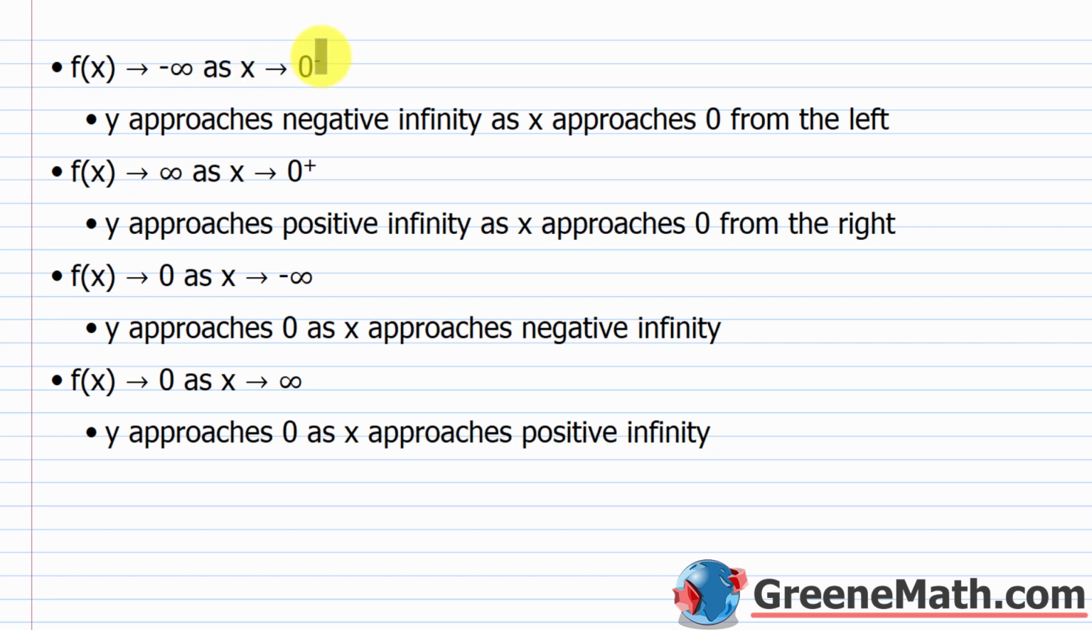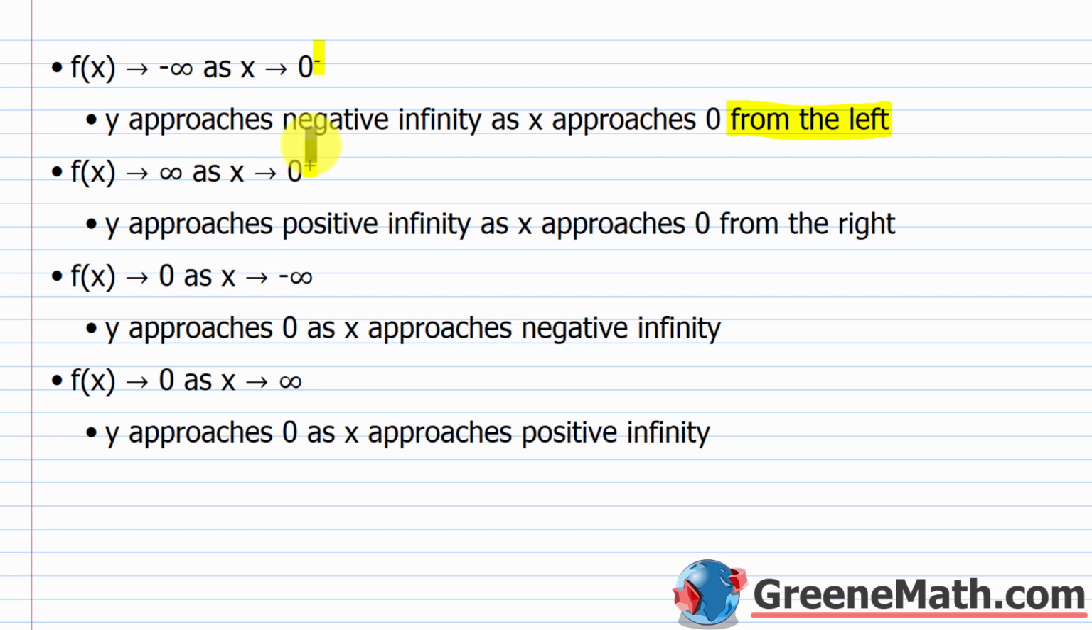And then this little negative sign, that means from the left. So if you read this, it's y approaches negative infinity as x approaches 0 from the left. So that's what this is meaning right here. Then if you look at this one, you have f of x, or again y, approaches, this would be positive infinity as x approaches 0.